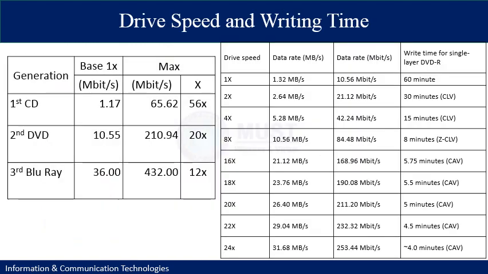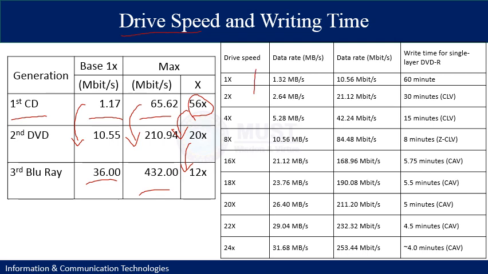So this slide shows a comparison between different versions of optical disc, comparing their drive speed and the writing time. As you compare the first generation optical disc, named CD, you can see the speed to access the data is about 1.7 megabits per second and a max speed of 65 megabits per second. A DVD is much faster on the base speed and even faster on the max speed. And the CD usually had about 56 times speed upgradation. On the other hand, DVD can be sped up to about 20 times. And the Blu-ray disc is even faster, but it can be sped up to a lower value.